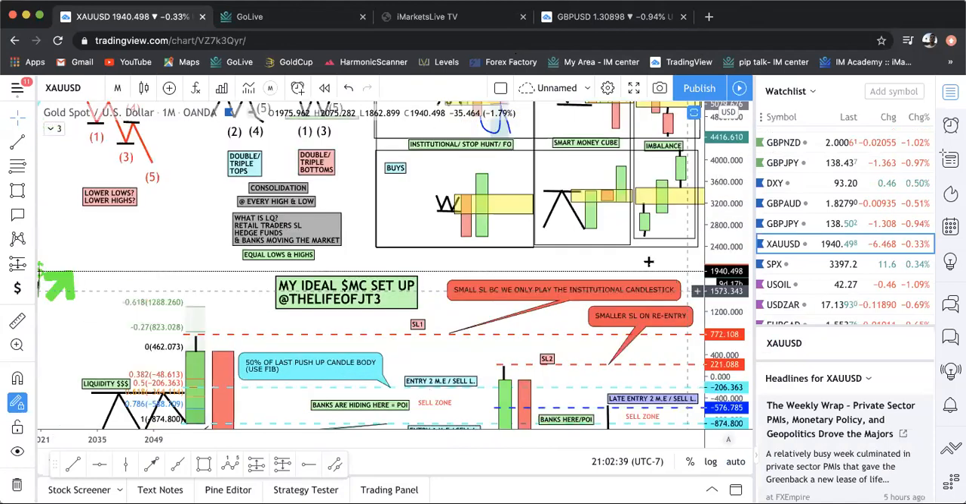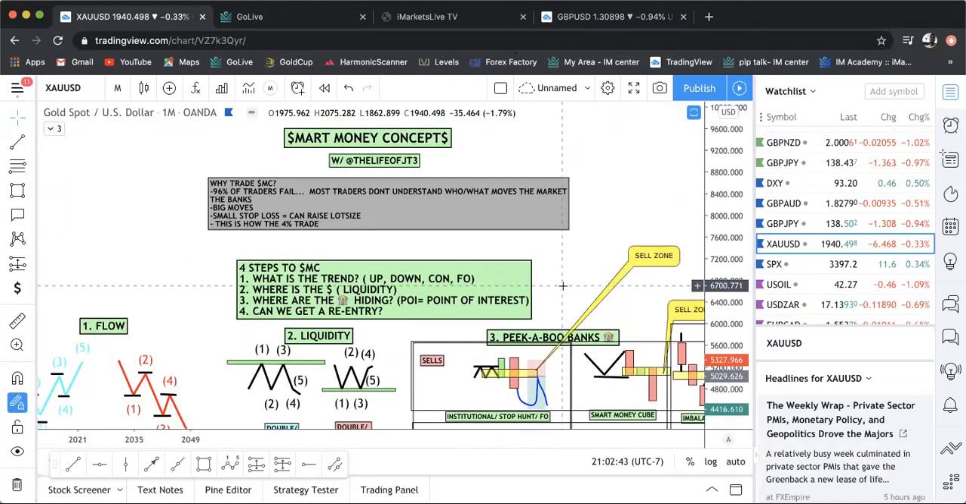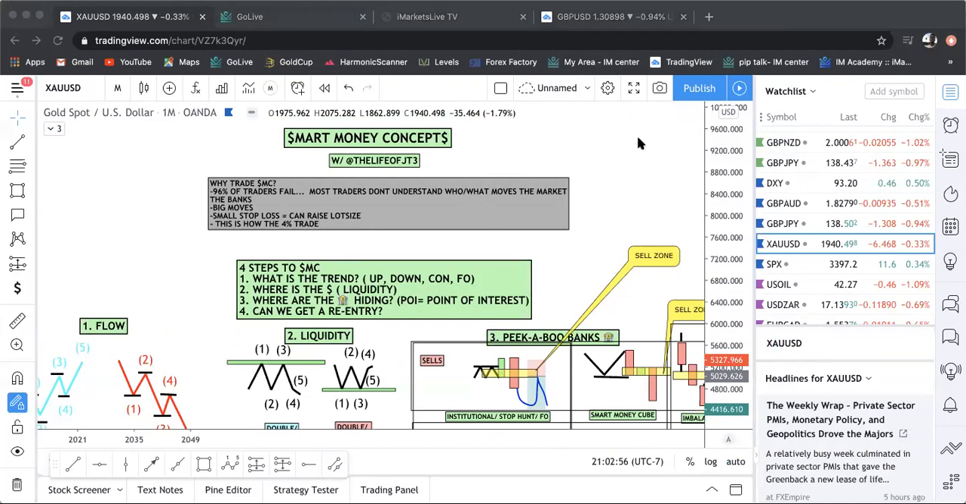Now, last night, if we remember, we went over smart money concepts. We went over literally just the basics. So just to recap a little bit, the reason why we actually trade smart money concepts is literally just because of the banks.